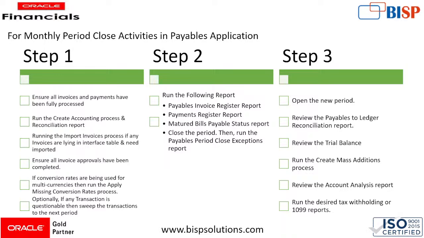Then close the period, then run the payables period close exceptions report. This checks for any failures in the accounting process. Open the new period.